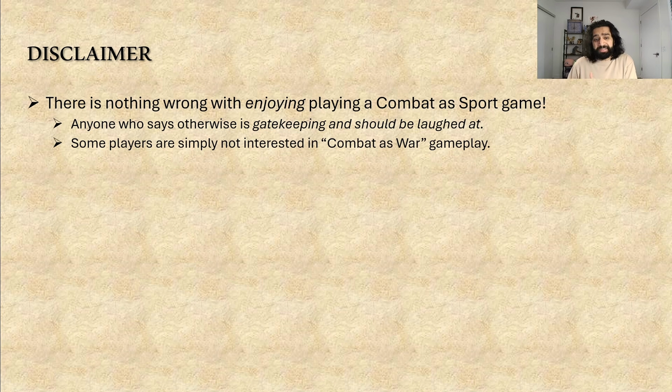Some players are simply not interested in this gameplay. This gameplay is very strategy heavy, which is different than tactics. It's more about what you bring into the dungeon in terms of items and scrolls and how you scout ahead and how you sequence various encounters. And it's not interesting to a lot of players to do that. And if they don't want to engage in it, they don't want to engage in it.